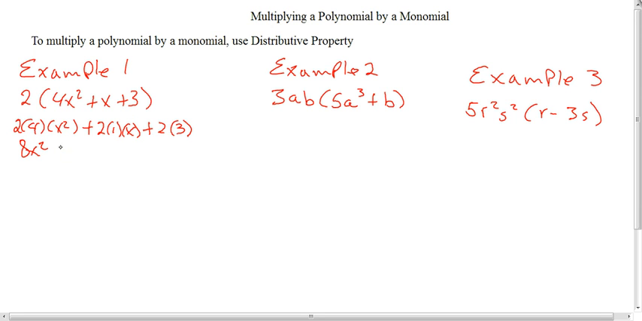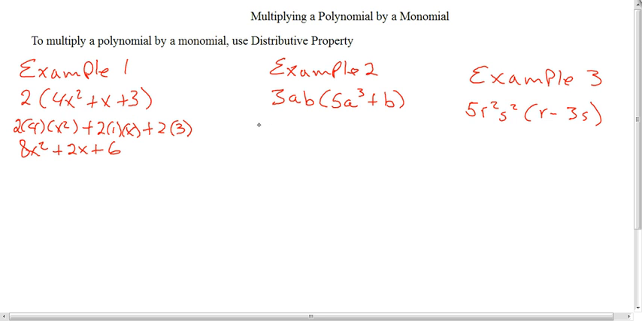So here 2 times 4 is going to give me 8x squared plus 2x plus 6. So it's just that simple. You want to make sure that you align your terms where you're multiplying your coefficients first, then your variables. Now this is a very simple example because the one term we had consisted of no variables at all. But let's take a look at example 2, where we must look not only at coefficients, but the variables as well.